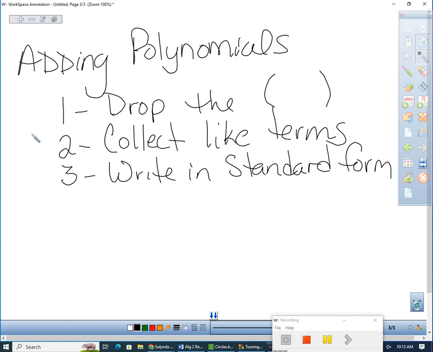Now, when I'm collecting like terms, I technically like to do both of those at the same time. This saves me a little bit of work, right?